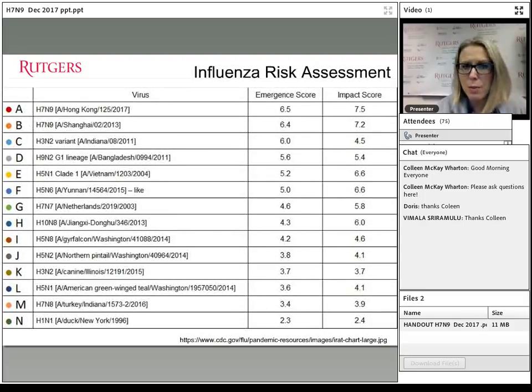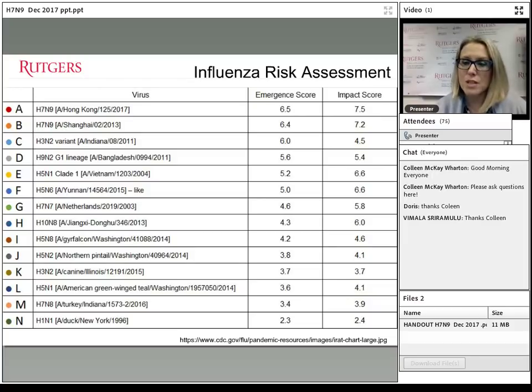So these are the results that are published on the CDC website. This was done earlier in 2017, so I'm sure they're updating it as different viruses are evaluated and different things are seen. And as you can see here, the H7N9 viruses are listed right at the top. One of the 2017 lineages, which is the Yangtze lineage, is right there at the top with an emergence score of 6.5 and an impact score of 7.5. And the 2013 virus isolate is a little lower.